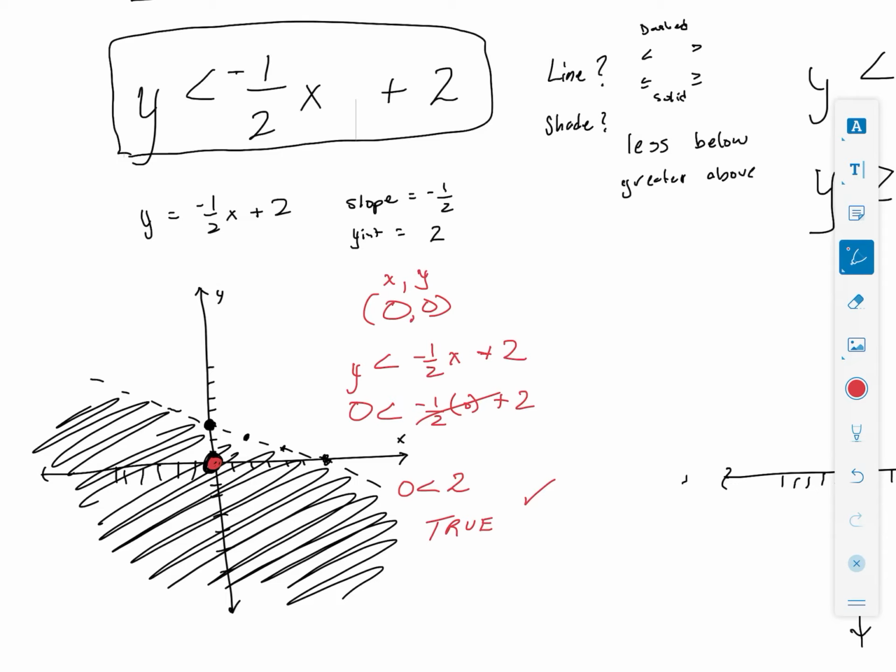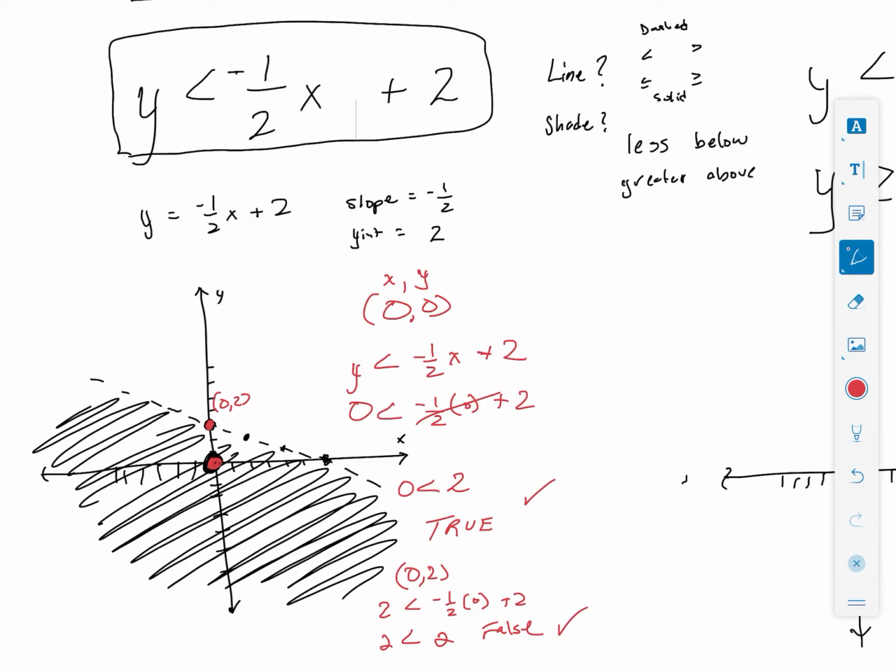Now, if you wanted to see if your dotted line was correct, you could test a point on that line and prove that the inequality was not true. I can take my y-intercept, the point 0, 2, and substitute that into my inequality, giving me 2 is less than negative 1/2 times 0 plus 2, and I'm left with 2 is less than 2, which is not true, it's false. I know that my dotted line is correct as well, because the point 0, 2 does not satisfy the inequality.